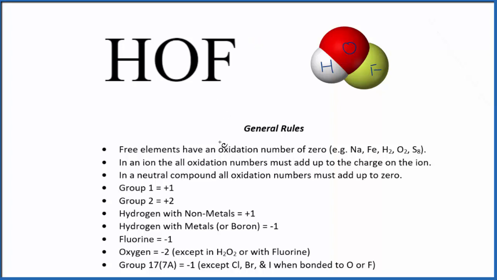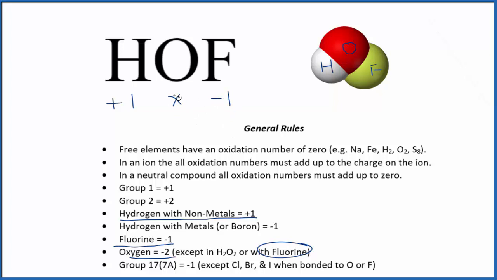It's not an ion. So when we have a neutral compound, all the oxidation numbers need to add up to 0. So keep that in mind. Hydrogen, when it's bonded to a nonmetal, that's going to be +1. So we have +1 for the hydrogen here. Oxygen, that's normally -2, except when it's bonded to fluorine, and then a few other instances. So we're really not sure what oxygen is going to be. Let's just call that X. And then fluorine is -1.